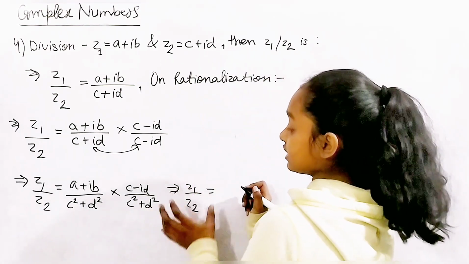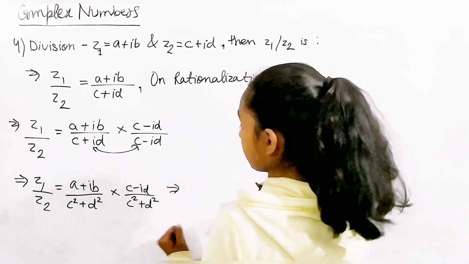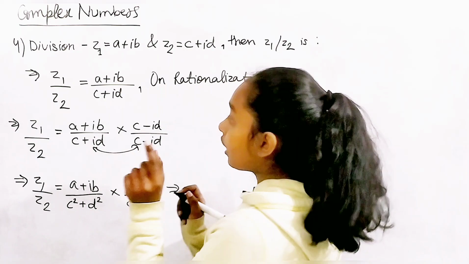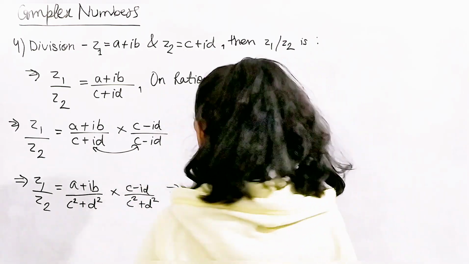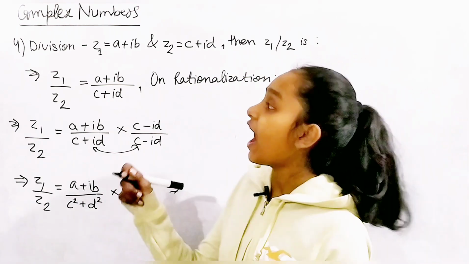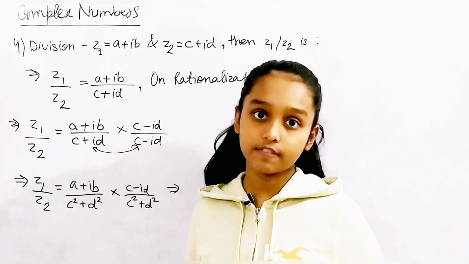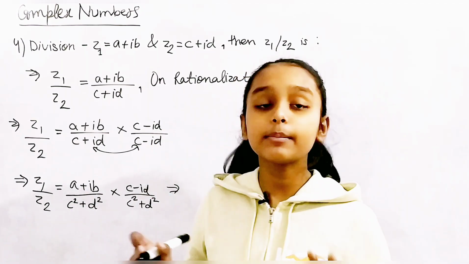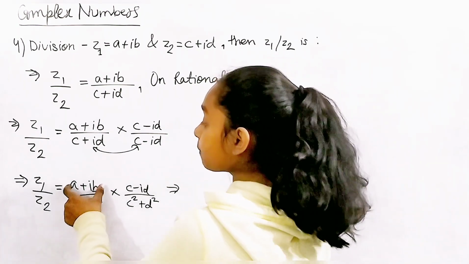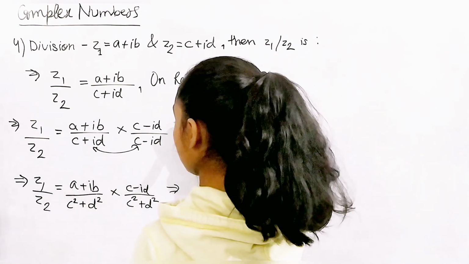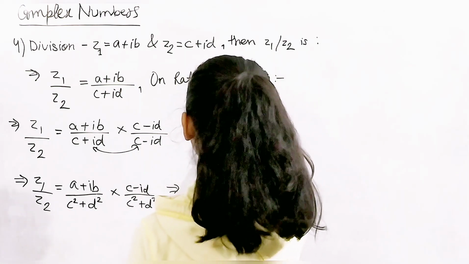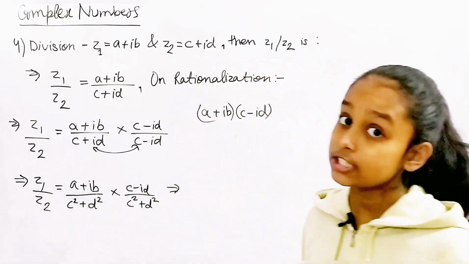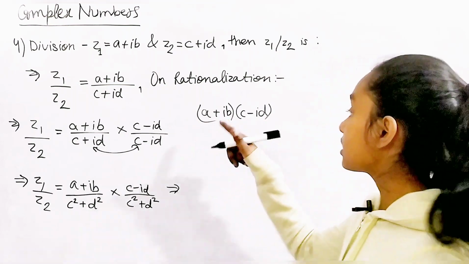Okay, so how about just removing z1 and z2? I'll directly write this thing right here: a plus iota b. We have already discussed the multiplication of complex numbers, so we'll be using a little bit of multiplication here. So let's see, what is it? a plus iota b into c minus iota d, right?